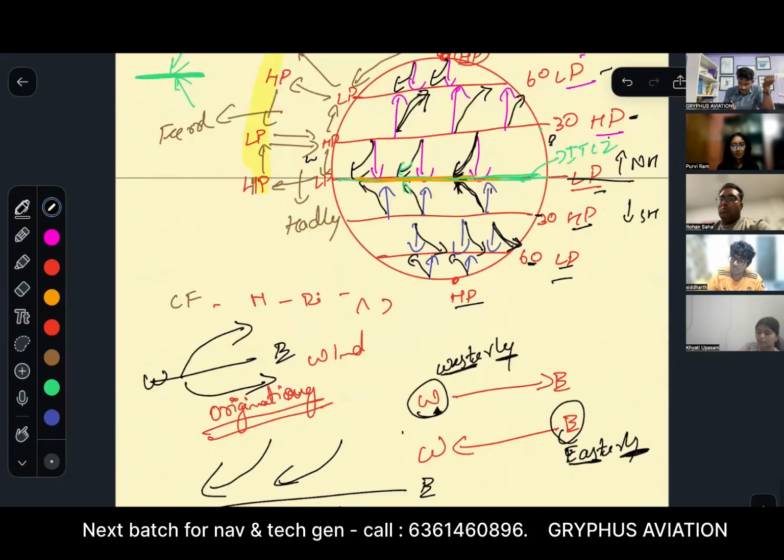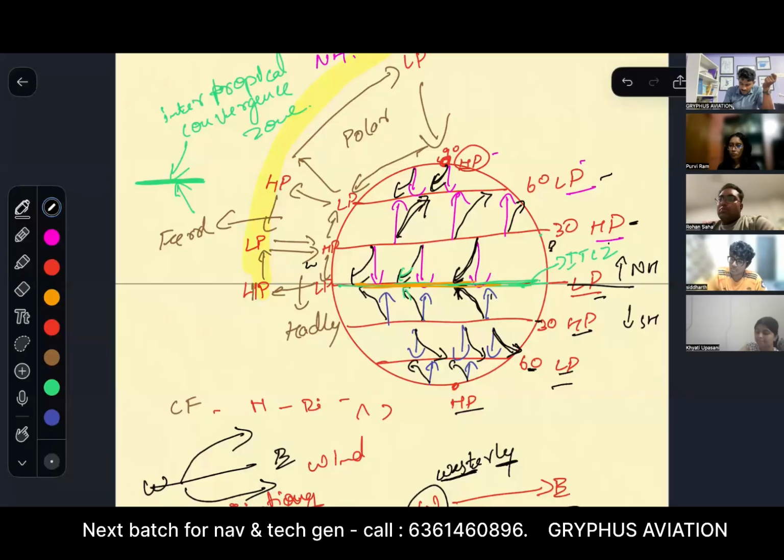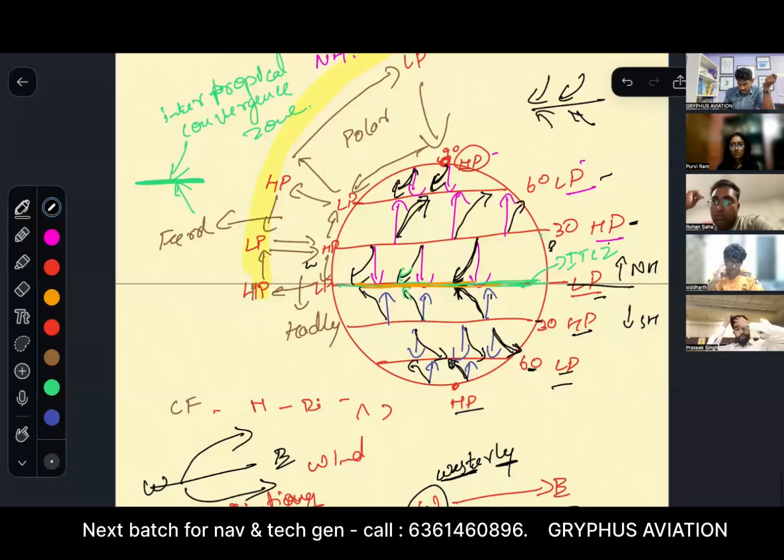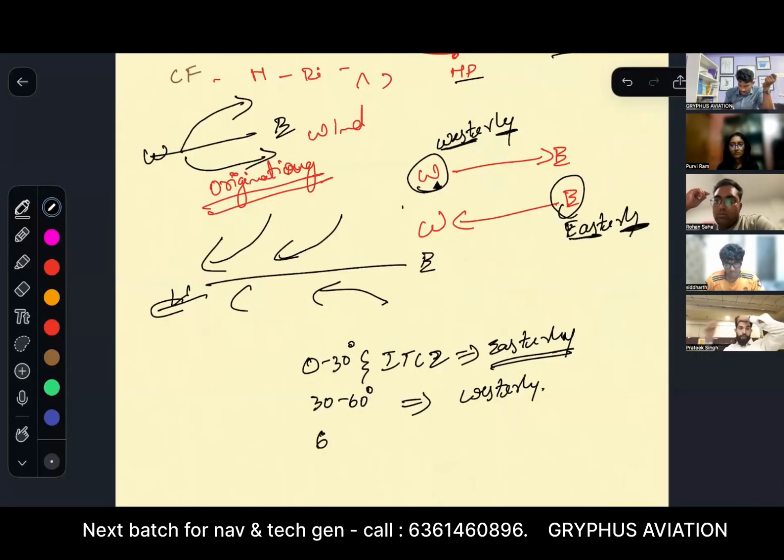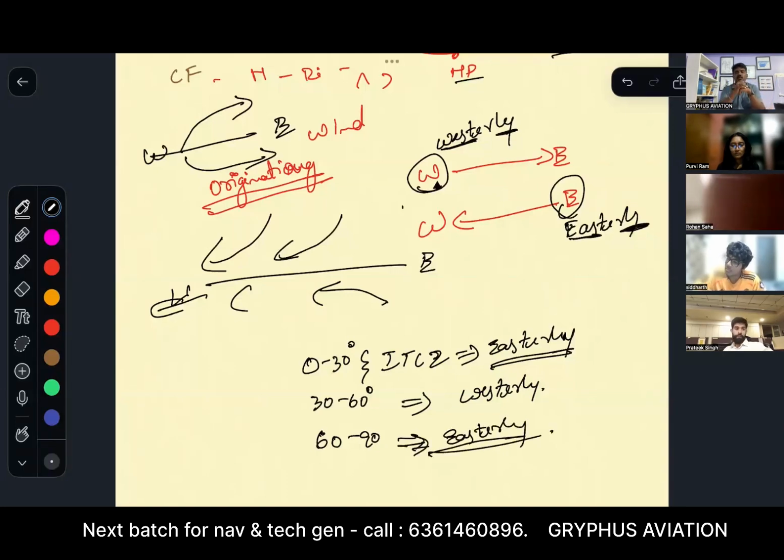And again from 60 to 90, basically, this is from east to west. If you see, it is something like this, and on the downside also, it is moving like this. So it is again easterly. 60 to 90 is easterly. So this is what today you guys need to study about. Any doubts in whatever we did?